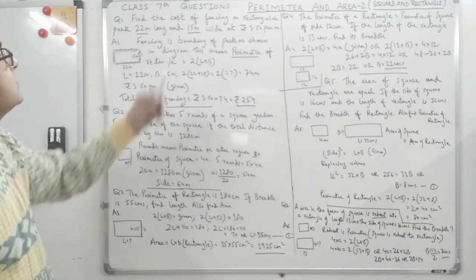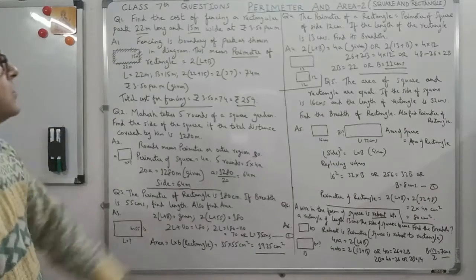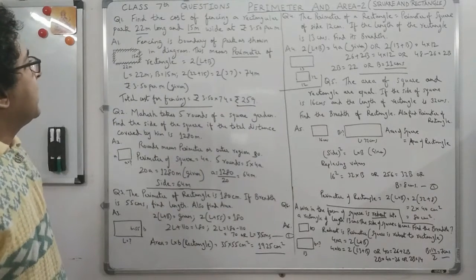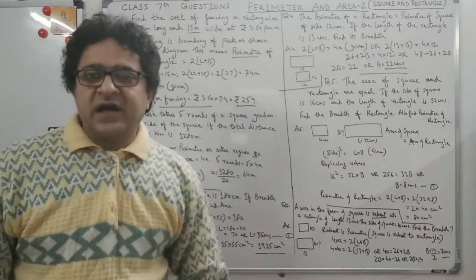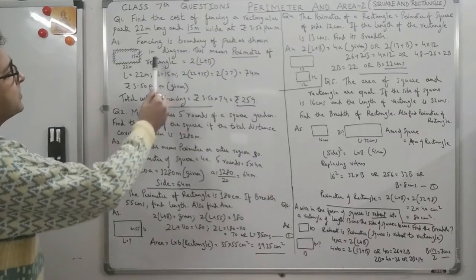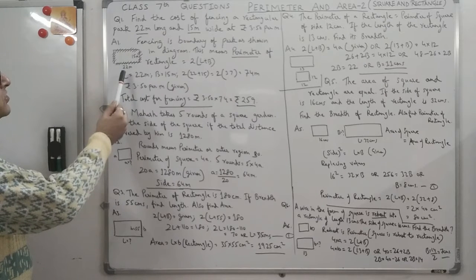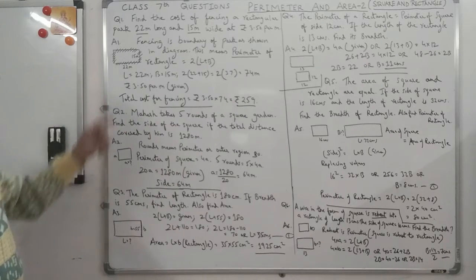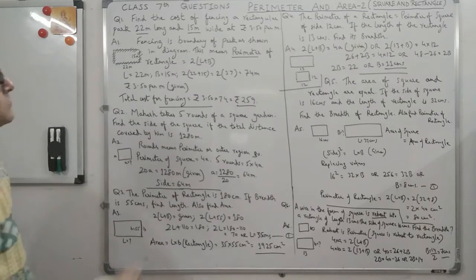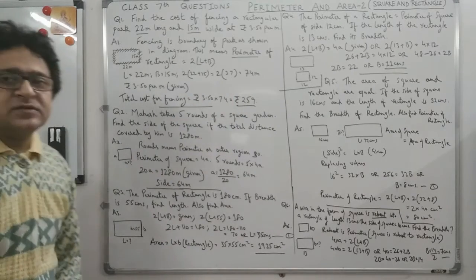So here you see cost per meter is given. Also, as I told you, the unit is meter here, and perimeter will be in meters and not meter square. So here we solve it. Fencing is the boundary of the park as shown in the diagram. This is the diagram for length and breadth, 22 meters and 15 meters. This means perimeter of rectangle, which is twice length plus breadth.